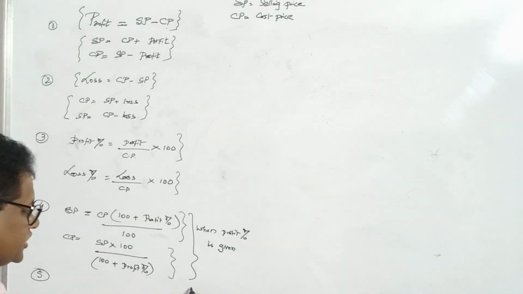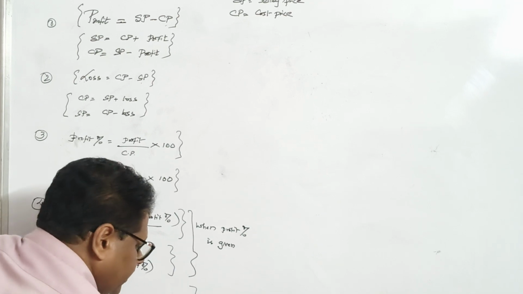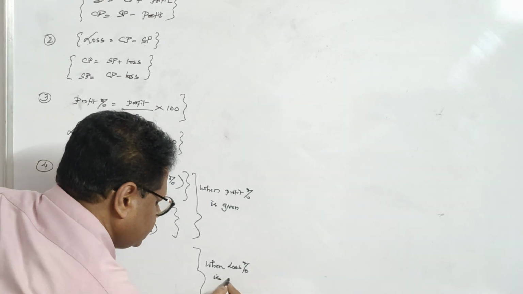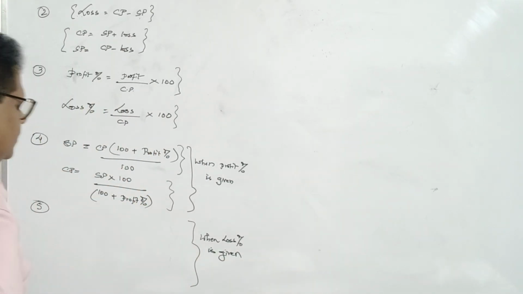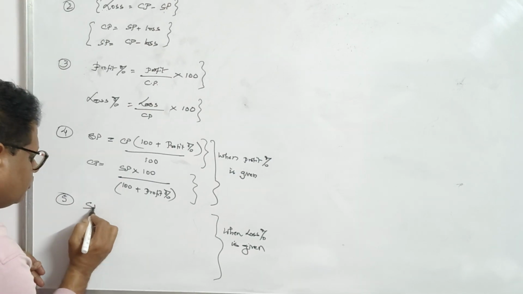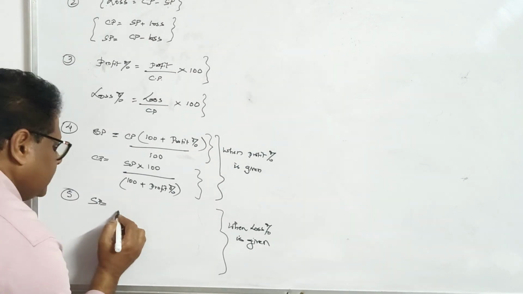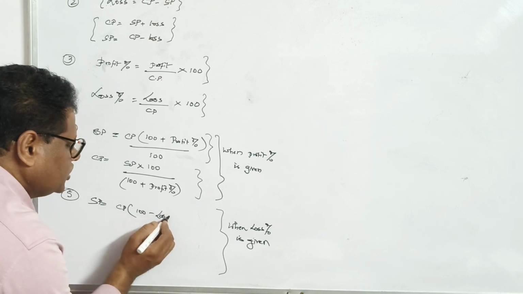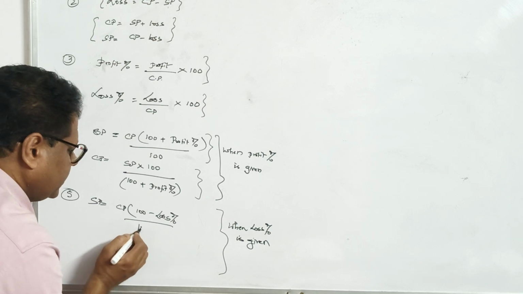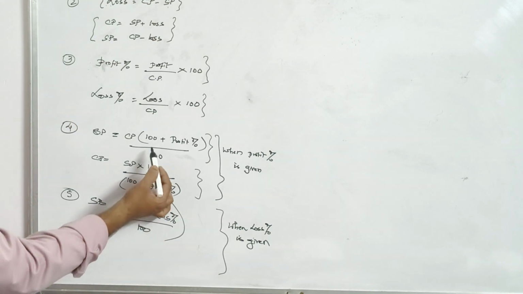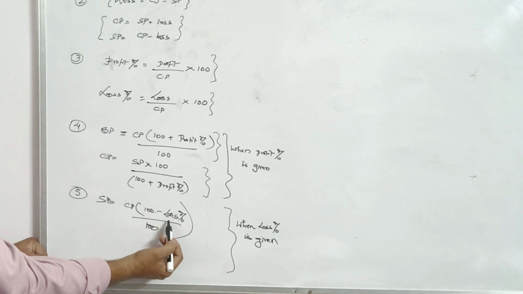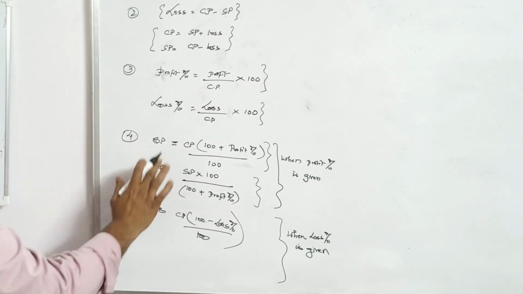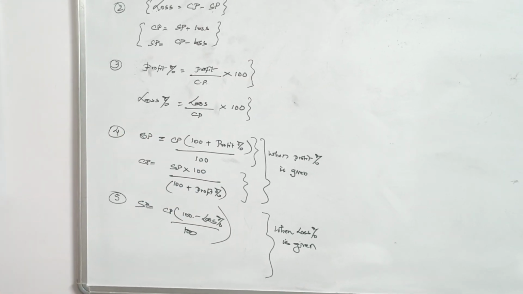But what happens when loss percent is given? When loss percentage is given, then you can apply these formulas. Suppose you want to find the selling price, then cost price into (100 minus loss percent) by 100. Just instead of plus we are subtracting, because it is loss, and since it is profit, we are adding over here, and for loss we are subtracting. Rest of the things are same as they are.